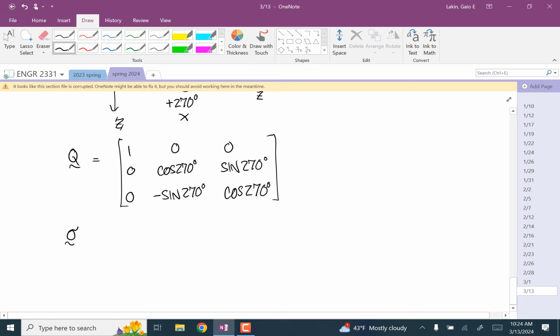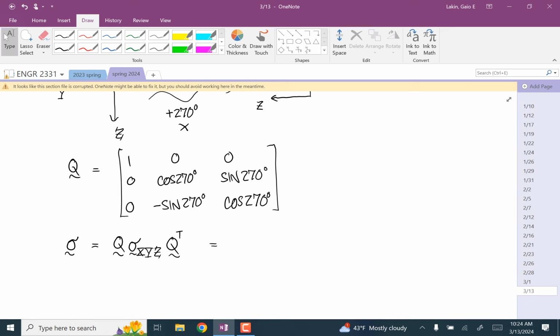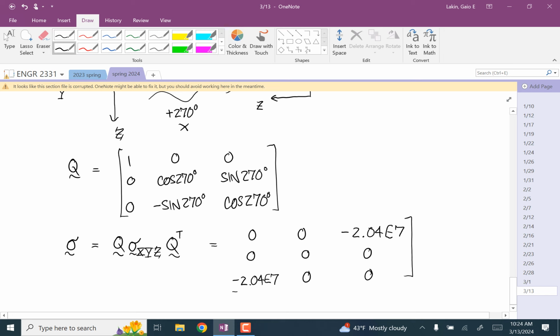And the final answer for the stress tensor is Q times the capital stress tensor times Q transpose, and this time you get a value of 0, 0, negative 2.04 times 10 to the 7, 0, 0, 0, negative 2.04 times 10 to the 7, 0, 0. Okay?